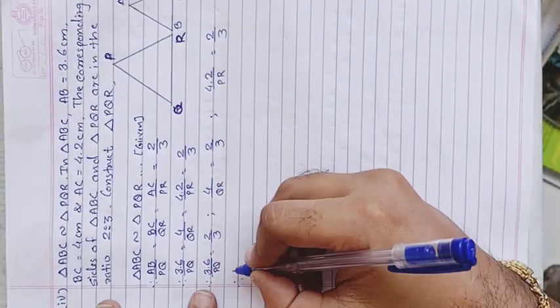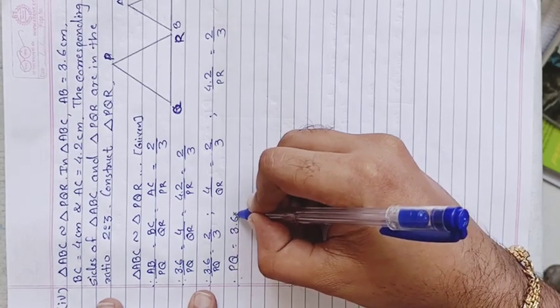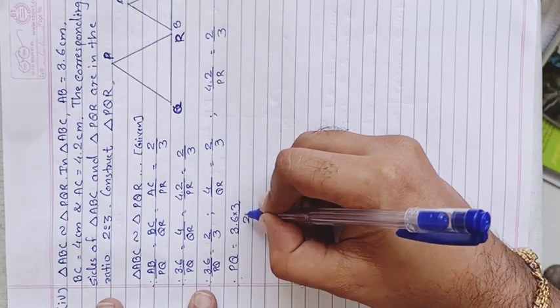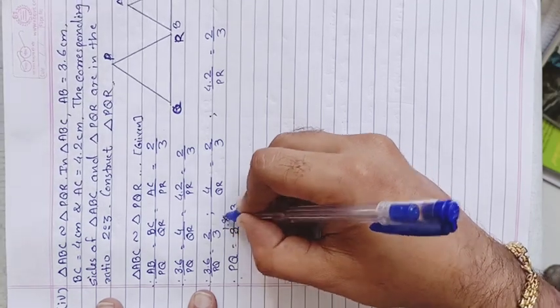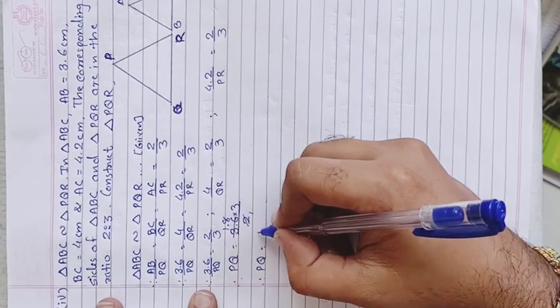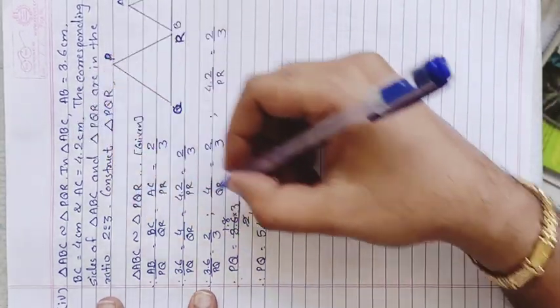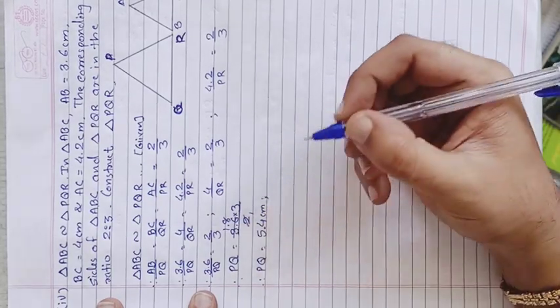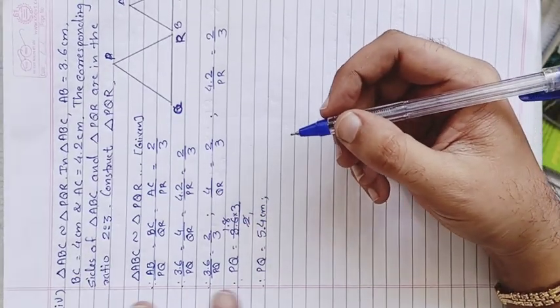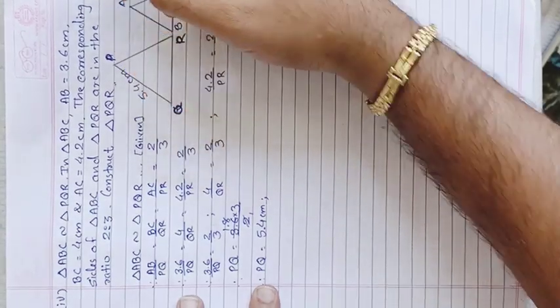Then cross multiply. PQ equal to 3.6 into 3/2. 2 1s are 2, 2 1.8s are 3.6. Therefore PQ equal to 18 3s are 54, that is 5.4. Units are given, yes, centimeters. So we got the first side of triangle PQR. Immediately I'll write the length of it.